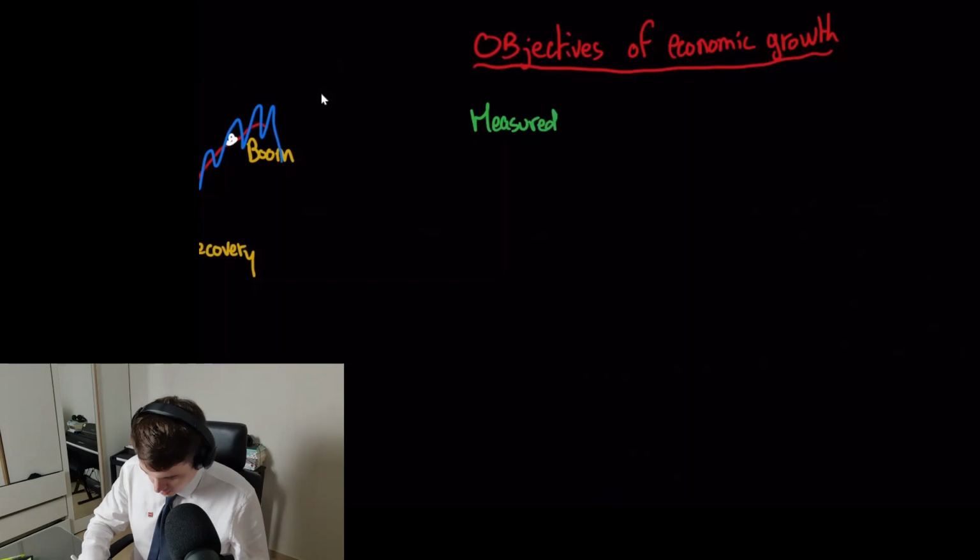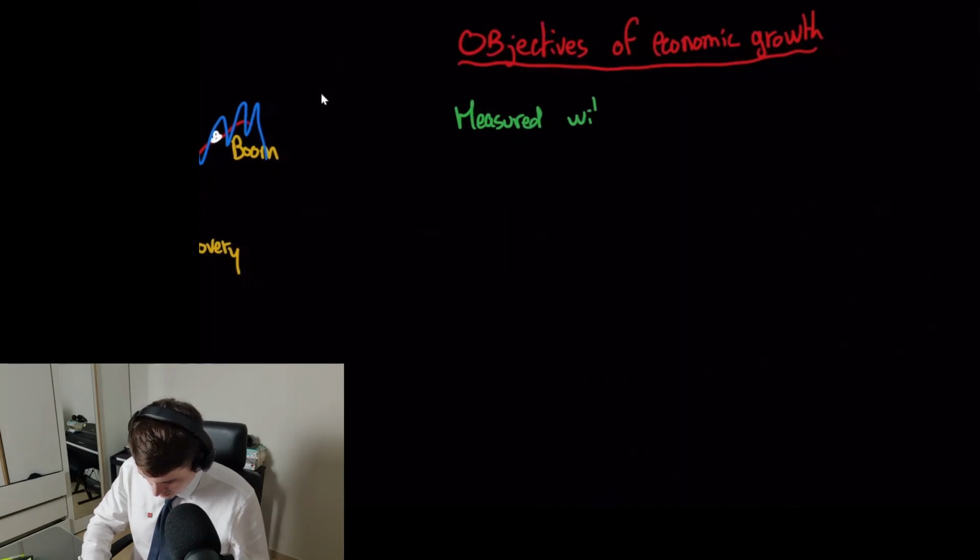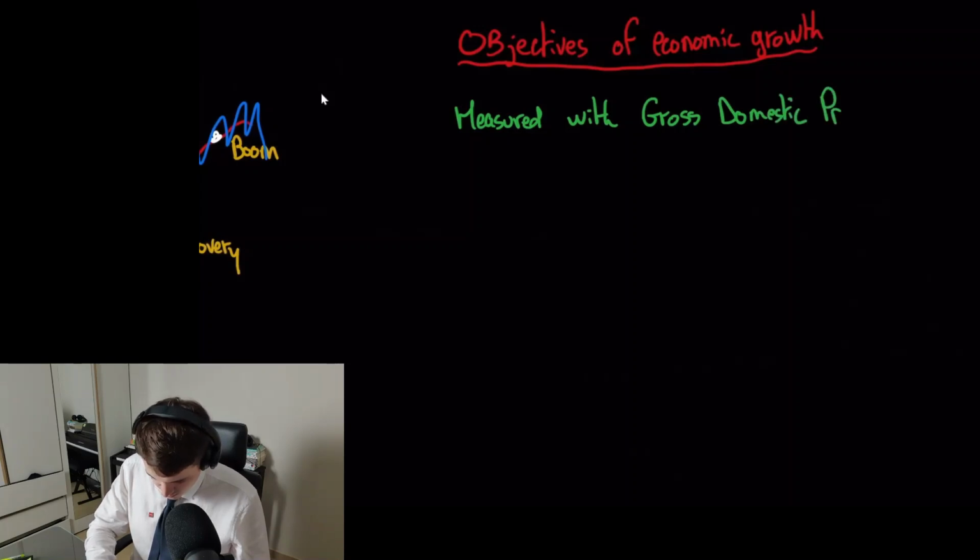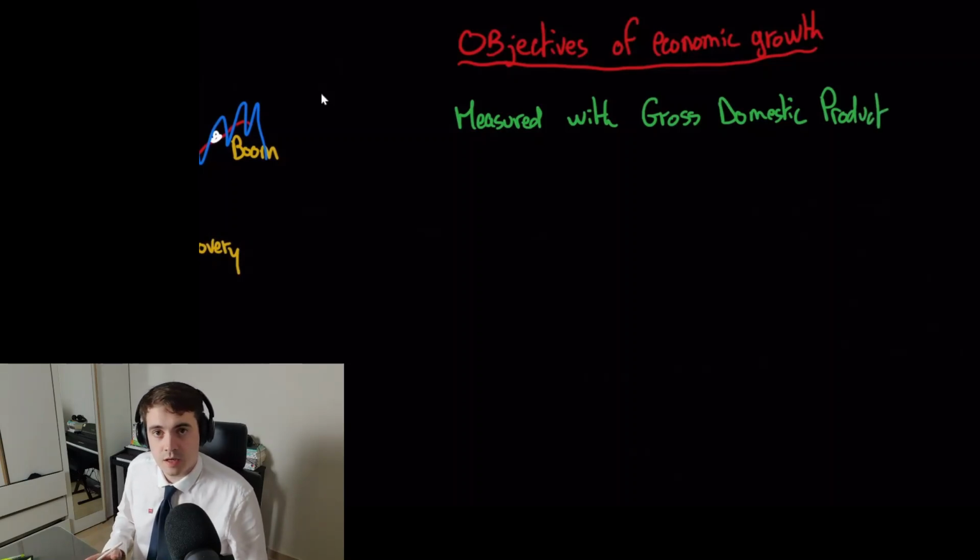And you've heard it before. It's called gross domestic product. Sometimes GNI, gross national income, which is slightly different than GDP. Okay, we're trying to get more GDP or GDP growth every year.